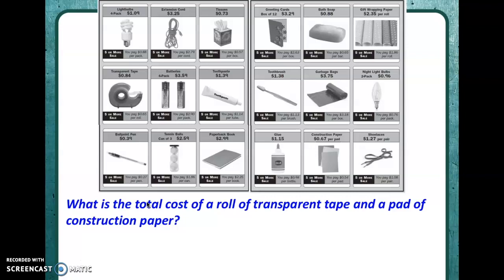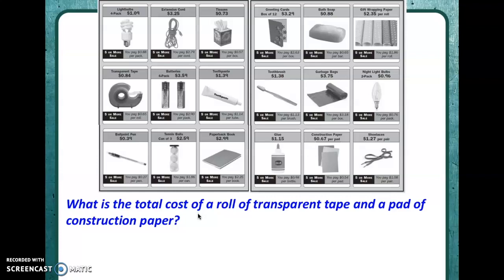What is the total cost of a roll of transparent tape and a pad of construction paper? So here we need to go ahead and look at our poster board and find that a roll of transparent tape, which is right here, cost 84 cents. And a pad of construction paper cost, looking for it right now, 67 cents. So since it says total cost of both of them, we're going to add them together.